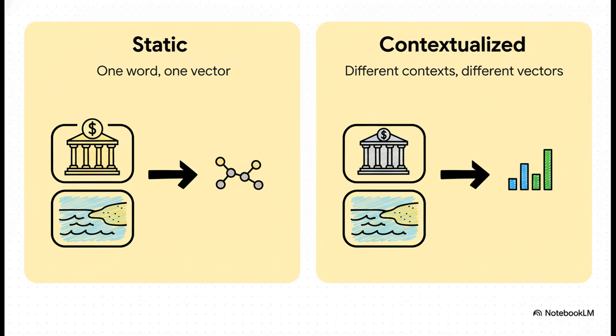A modern AI can actually tell the difference between "I need to go to the bank to deposit a check" and "we had a picnic on the riverbank." It generates a totally different vector for the word bank in each sentence because the context is different. This is a huge leap in an AI's ability to understand nuance.